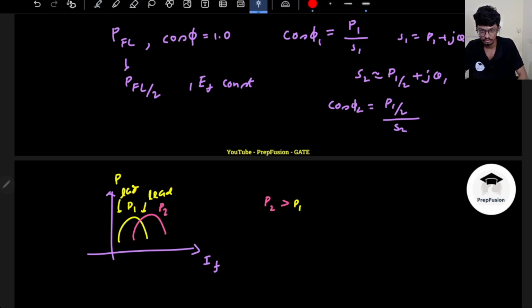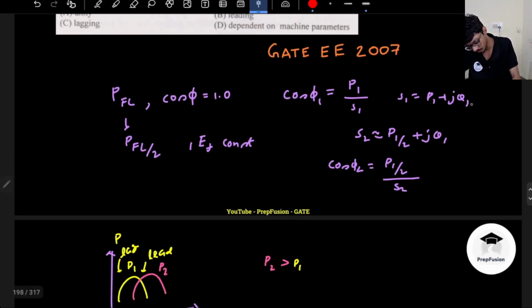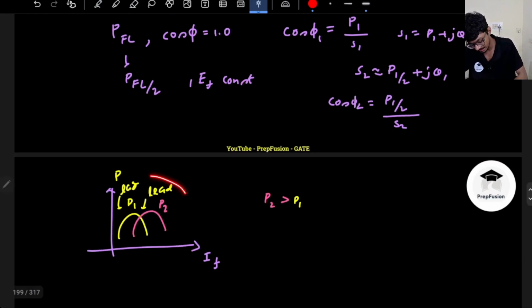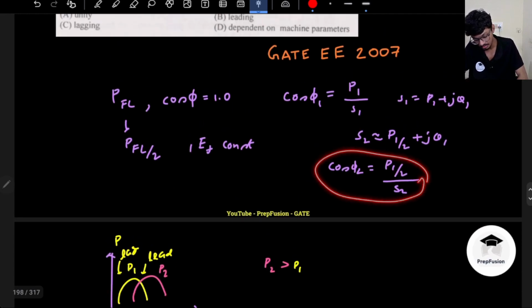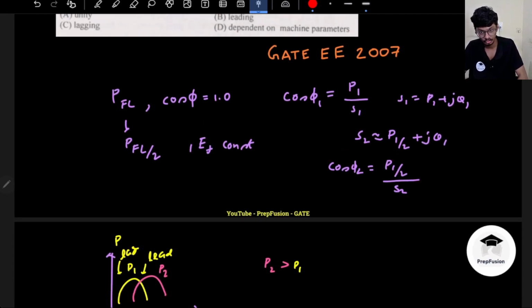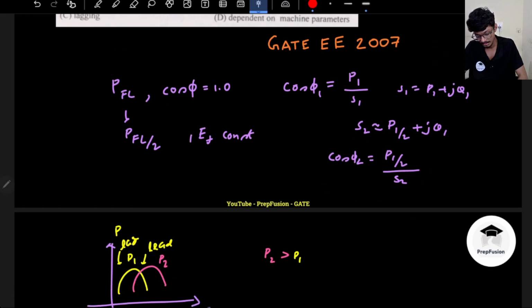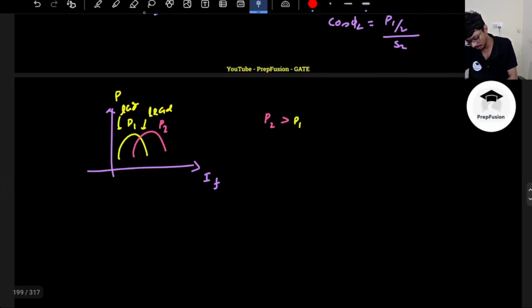I hope you're able to understand, because with equations we will not be able to solve it. That's why understanding the graphs is very important. With equations you will not be able to crack it. Okay, again I will explain.